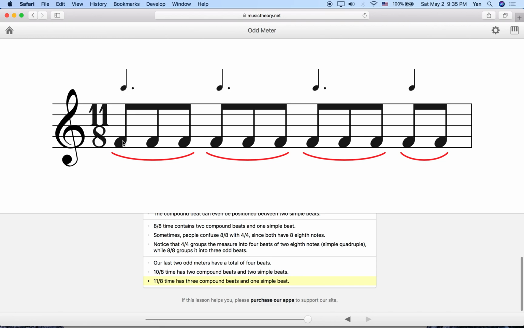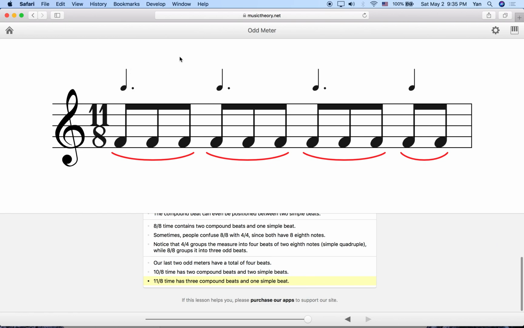First beat is a dotted quarter or 3/8 notes, a compound beat. Second beat is a dotted quarter, a compound beat of 3/8 notes, another compound beat of 3/8 notes, a dotted quarter note is the third beat, and the final beat, the fourth beat, is a quarter note, which is subdivided into 2/8 notes. This is a simple beat.